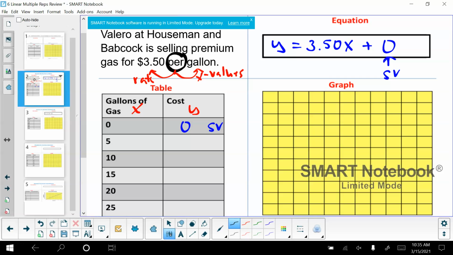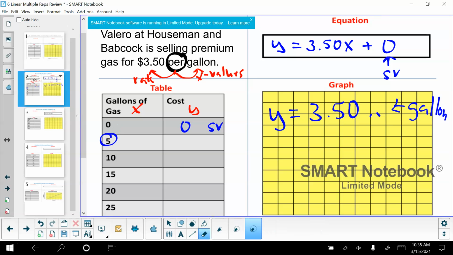So I'm going to just write over here on the graph for a minute, and I'll erase it later. So if I know that y equals 3.50x, and remember x is the gallons, okay, then over here when it says that I have 5 gallons, I'm going to put a 5 in the place of the x. So I'm going to take out that x, and I'm going to put a 5 there. And then I'm just going to work this side of it, and I'm going to do 3.50 times 5.